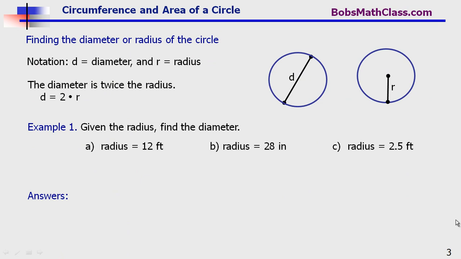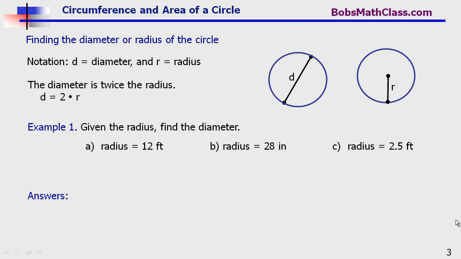So as far as notation, we're going to use D for diameter and R for radius. And we're going to be talking about finding the diameter or radius of the circle. The diameter is twice the radius. So here's a little equation. D is equal to 2 times R. That's 2 times the radius.